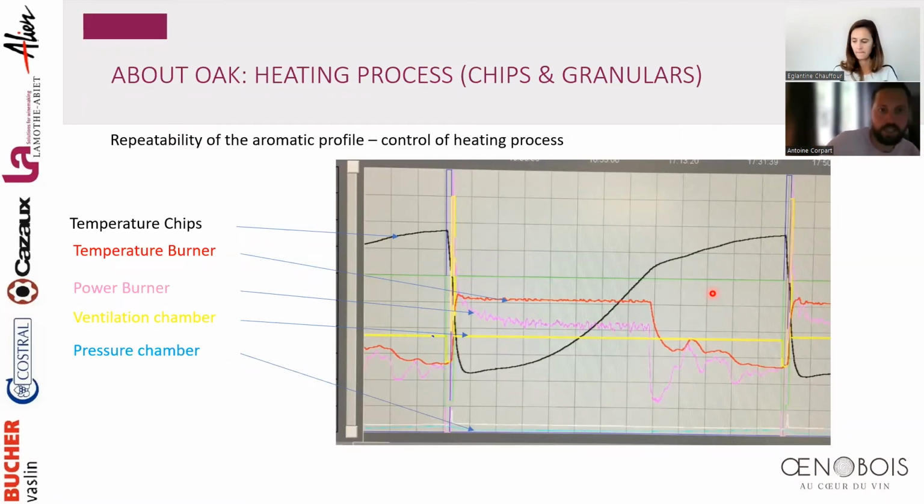Here you can see one example of a heating process graph at Onobois. I only want to say that we are following the temperature, ventilation, and pressure to be sure to get a repeatable product. Okay, so here you can see some curves.